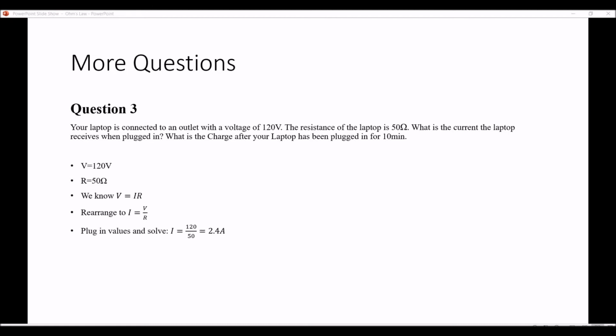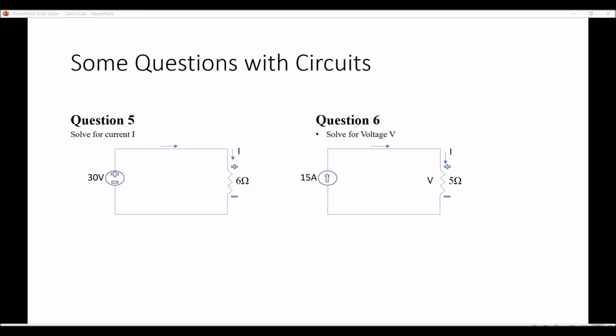Now we know current, so we will solve for the charge next. So we know Q equals current times time. And so we'll plug in our values to solve, as we recently solved for current. So we have 2.4 times 10 minutes, but time is in seconds, so you have to convert that. And 10 minutes is 600 seconds, so you have 2.4 times 600, and that's 1440 coulombs.